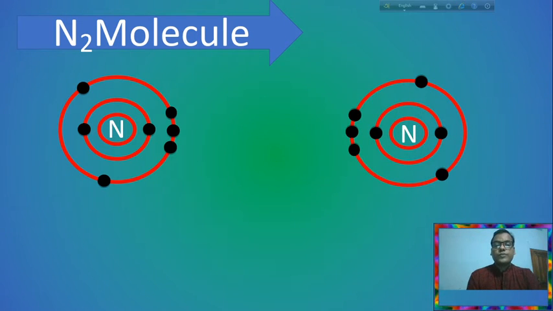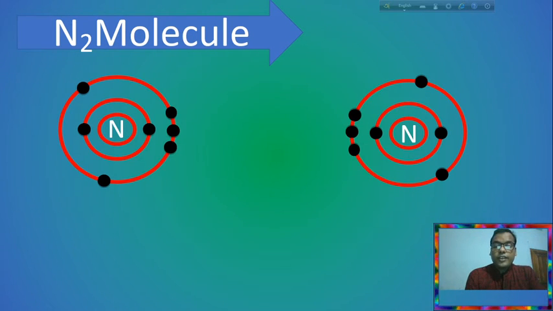Both of the nitrogen atoms want to get the electronic configuration like the nearest inert gases. If they want to get the electronic configuration like helium, both of the nitrogen atoms have to donate these 5 electrons. That is completely impossible for the atoms. So how do they gain the electronic configuration like neon?